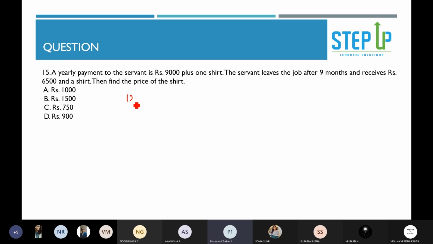For 12 months, it is equal to what? 9,000 plus one shirt. The servant leaves the job after 9 months. So in 9 months, he receives what? 6,500 plus the shirt. So what would it be?